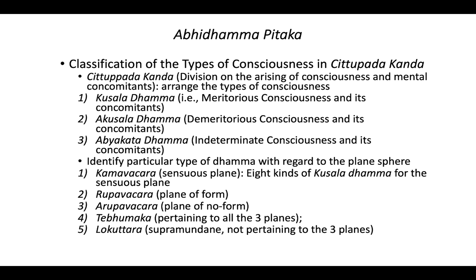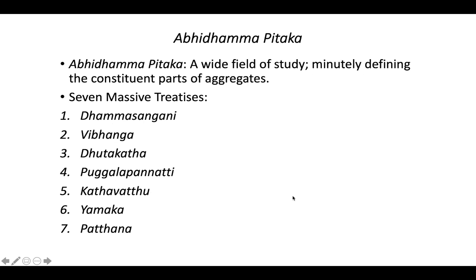So the types of consciousness for each plane are further divided into various kinds of citta, consciousness. For example, there are eight kinds of kusala dhamma for the sensuous plane. In the sensuous sphere, kusala means wholesome dhamma. There are eight kinds of wholesome consciousness there. And in different spheres, different types of consciousness exist. So that is Dhammasangani.